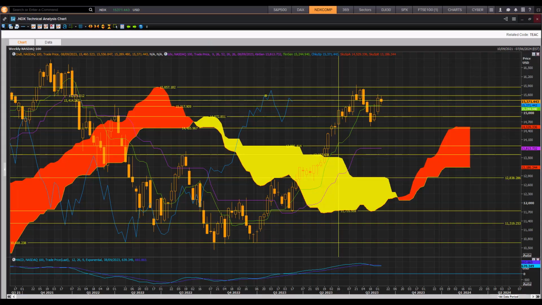Good morning, traders. Richard here doing a quick Ichimoku cloud chart market review of the NASDAQ 100 index. We'll kick off with the weekly Ichimoku cloud.